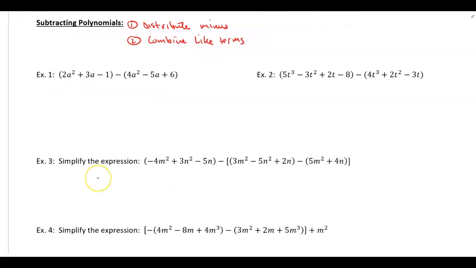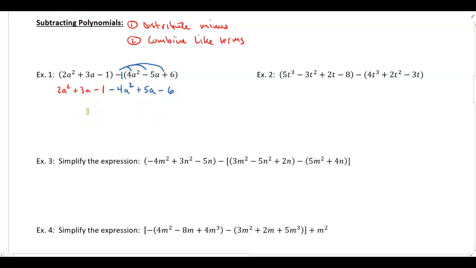So right away, when I look at my first example, the first thing I'm going to do is drop the parentheses. So I get 2a squared plus 3a minus 1. But in the second one, I have to distribute basically a minus 1, or a negative 1. When I do that, a negative times a positive 4a squared is going to give me minus 4a squared. What you have to understand in the next one, negative 1 times negative 5a, a negative times a negative is a positive 5a. Then a negative 1 times a positive 6 is minus 6.